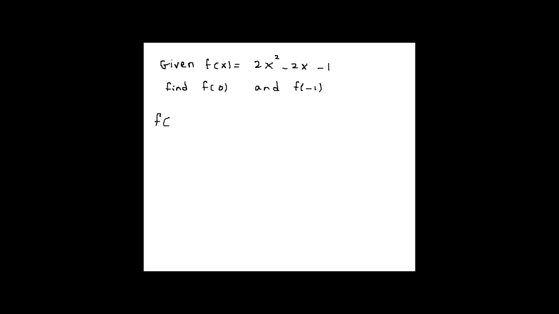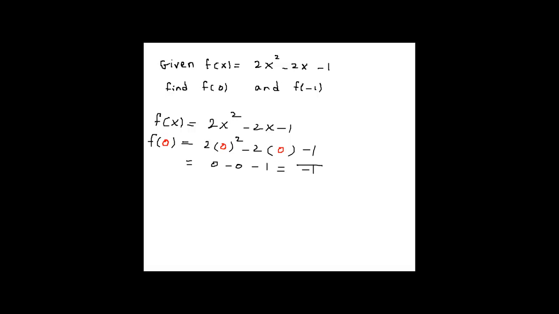So you have f of x is equal to 2x to the power of 2 minus 2x minus 1. So if I want to find f of 0, everywhere I see x, I substitute 0. Simple as that. I put 0 here, I put 0 here, and that's how you can evaluate f of 0. So this would be 0 minus 1. So f of 0 would be equal to minus 1.